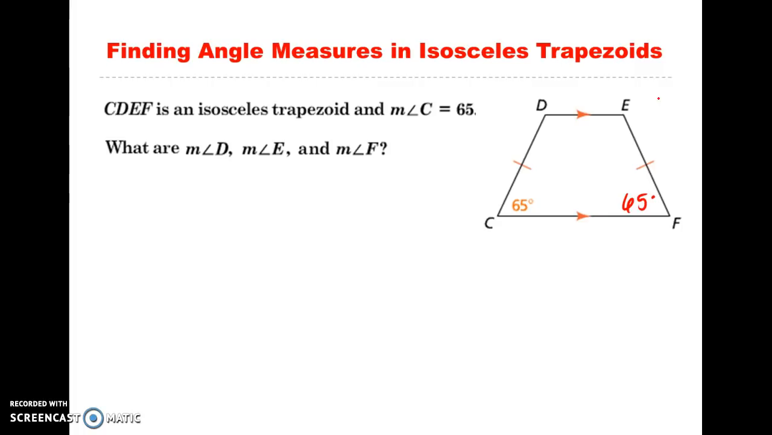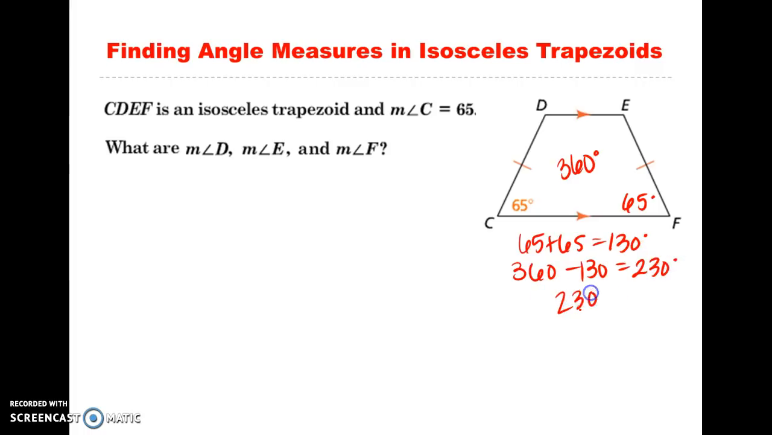So there are a couple ways you could do this. One, you could know that a four-sided figure adds up to 360 degrees. So 65 plus 65 is going to give me 130 degrees. So if I do 360 minus 130, I'll get 230 degrees. If I cut 230 degrees in half, I'm going to get 115 degrees. Why would I cut that in half? The top two angles are 230 together, and I also know they're the same. So if I cut that in half, that would mean angle D is 115 degrees, and angle E is 115 degrees.